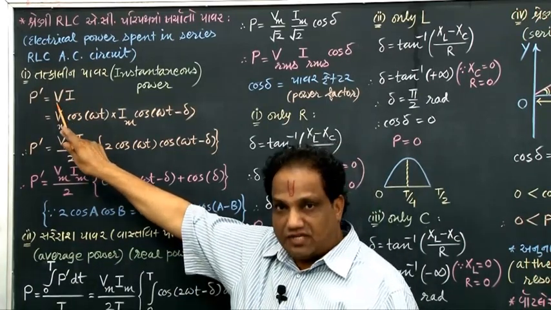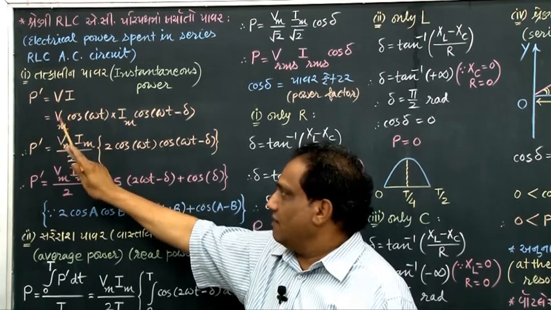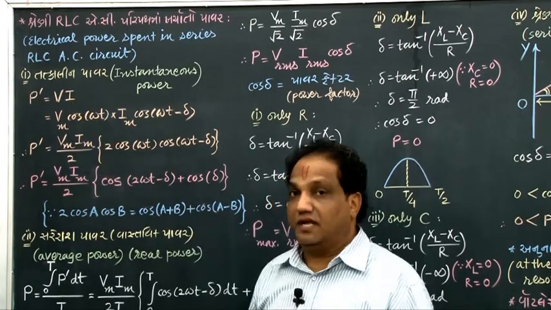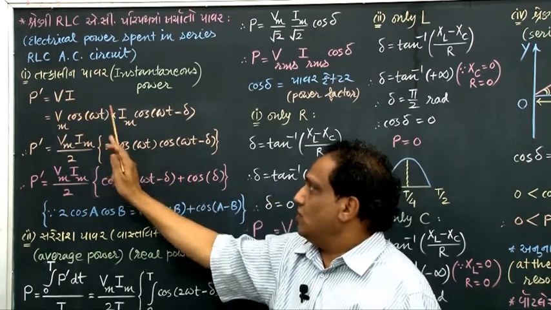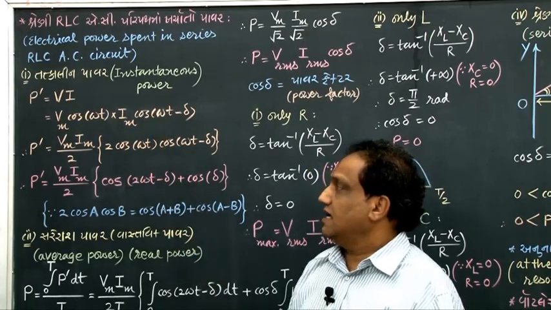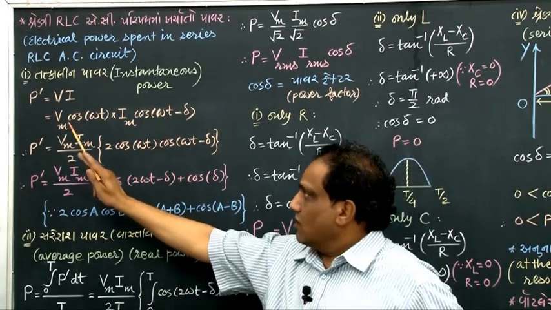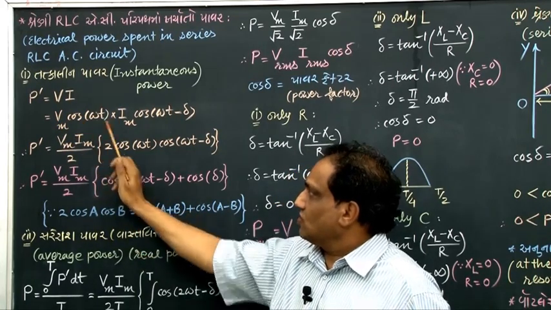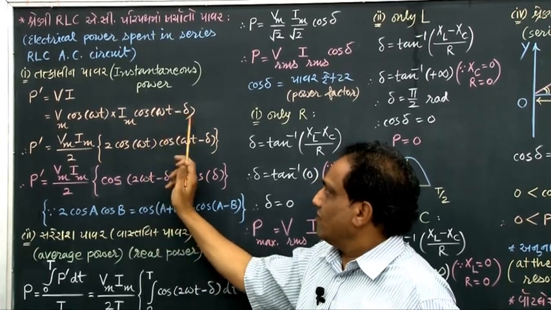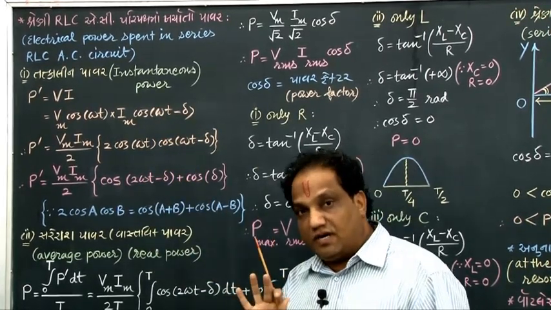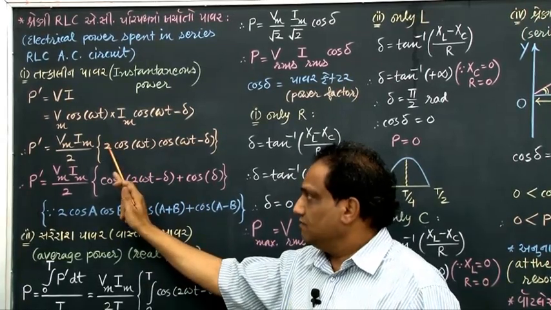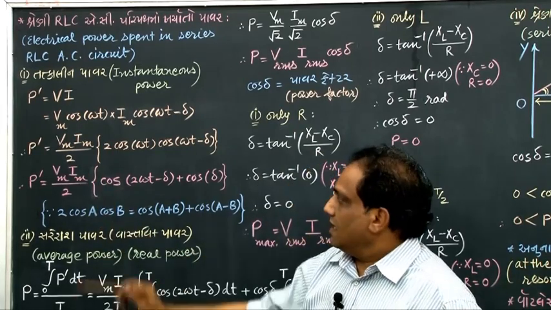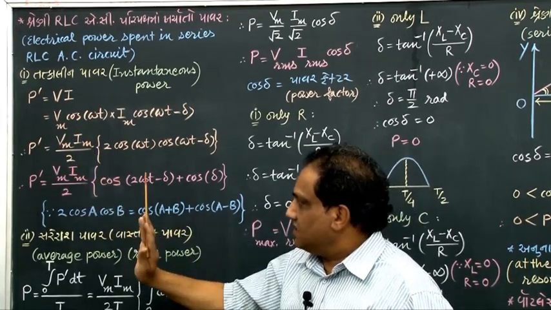The formula of alternating voltage is V equals Vm cos omega t. The formula of alternating current is I equals Im cos of omega t minus delta. Now, can I rewrite this way: Vm into Im into cos omega t into cos of omega t minus delta. What I have done now is multiplied by 2 and divided by 2. Can I do that? Yes. Now Vm into Im upon 2 as it is.